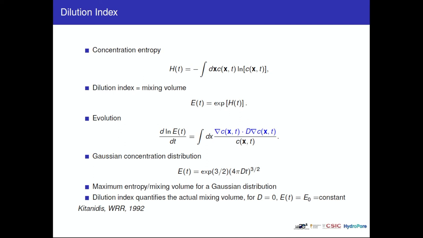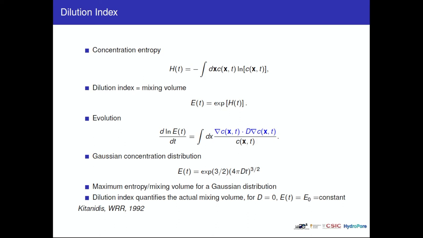You can use these concepts. And entropy tells you about the disorder that you have in your system. So maximum disorder would be a uniform distribution. Everybody is equal, that is maximum disorder. So then the dilution index is defined as E to this entropy measure, and it is actually directly a measure for the mixing volume. So this gives you directly the volume that is actually mixed.